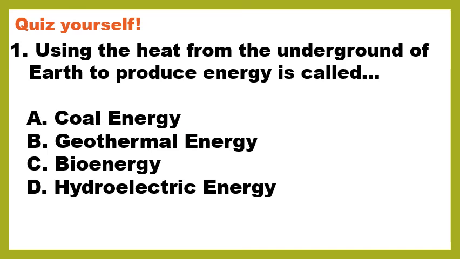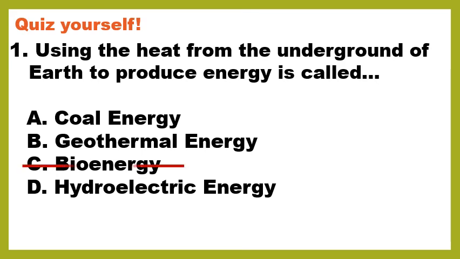All right, this is the end. Let's end with a little mini quiz. Using the heat from the underground of Earth to produce energy is called A, coal energy, B, geothermal energy, C, bioenergy, or D, hydroelectric energy. 5, 4, 3, 2, 1.